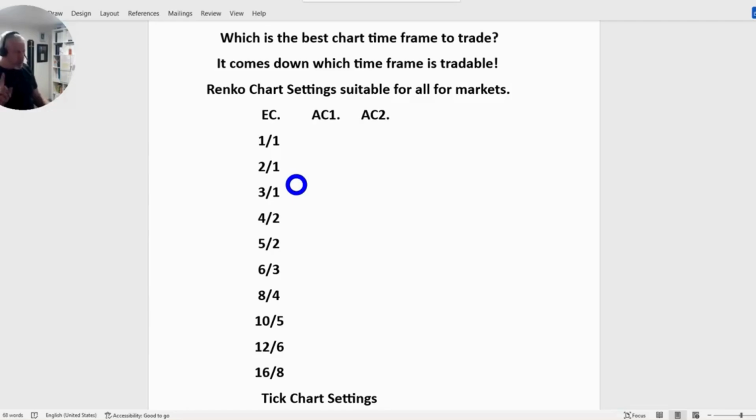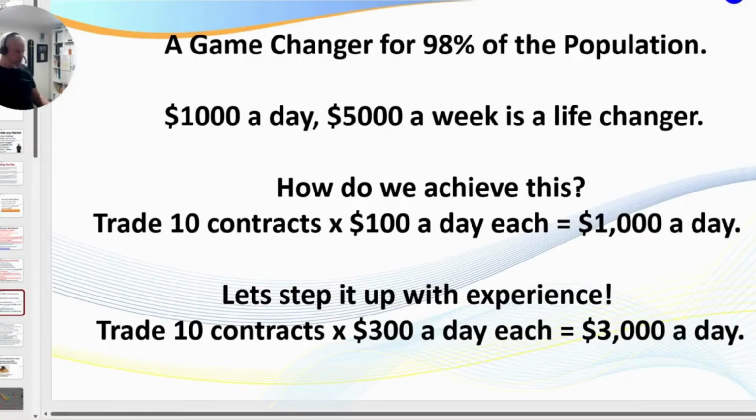Now I did mention that all of these principles I'm talking about when it comes down to chart sizes, you can apply to any market. So you can also apply these exact same setups to tick charts, to time-based charts, to range. It doesn't really matter, but which is the right time frame? Whichever is tradable. In other words, it's got to be slow enough to be tradable.